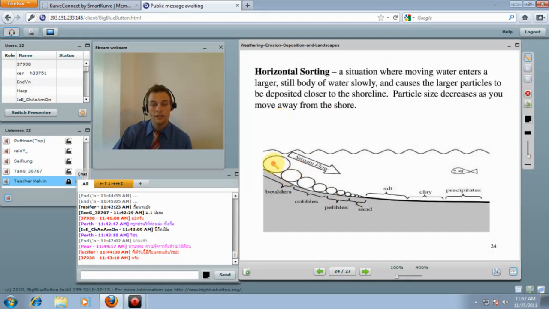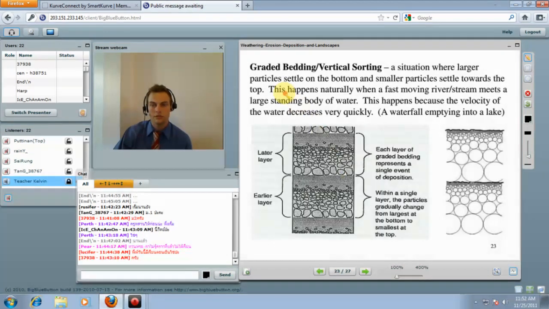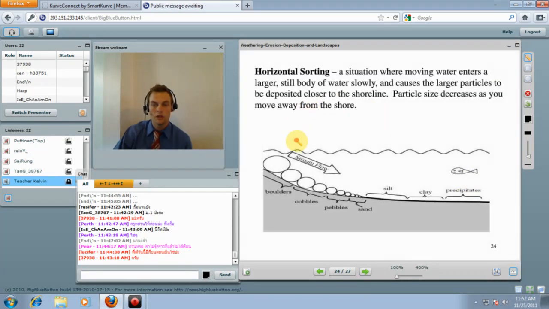Like I said, it doesn't always happen vertically. So you know, this is vertical sorting. This is a keyword you should know. Vertical sorting happens with waterfalls. Big rocks on bottom, small on top. This is called horizontal sorting.